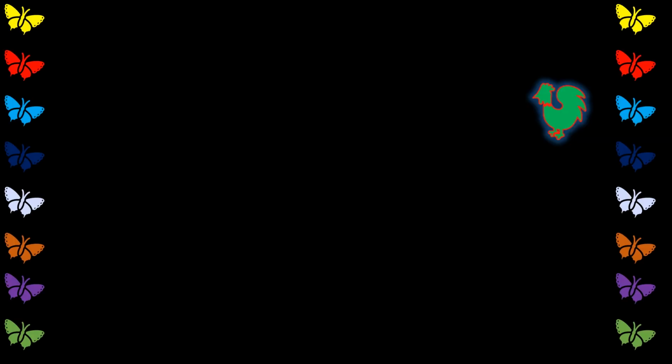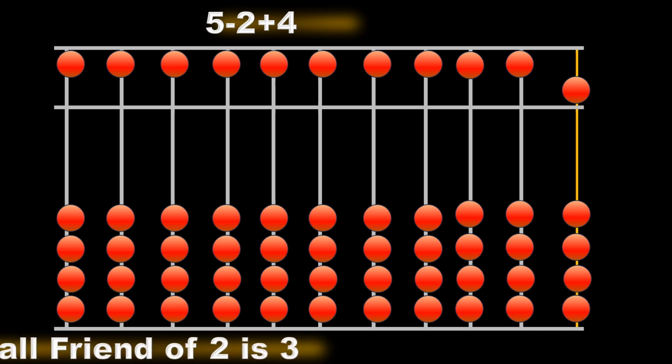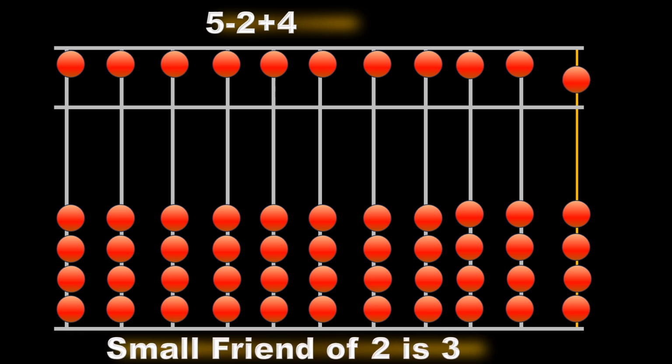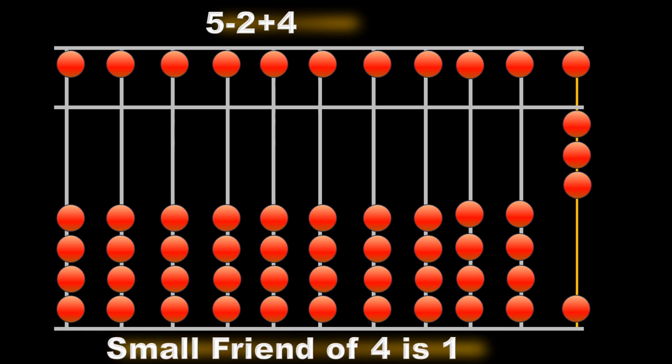Now see the next question. It is 5 minus 2 plus 4. The first digit 5, add 5, subtract 2. We have to go for small friend of 2, which is 3. So subtract 5, add 3. Now the last digit is add 4. We have to go for small friend of 4, which is 1. So add 5, subtract 1 lower bead. So the answer becomes here 7.